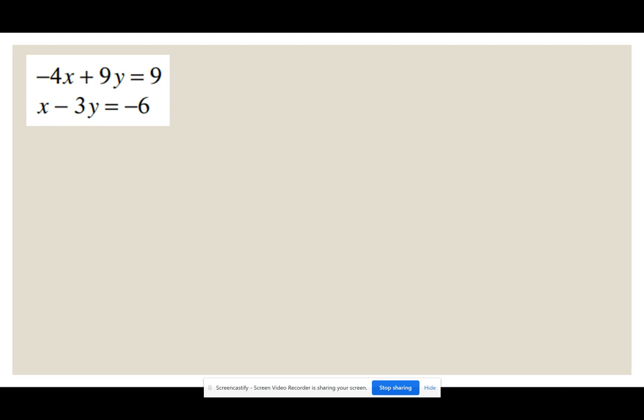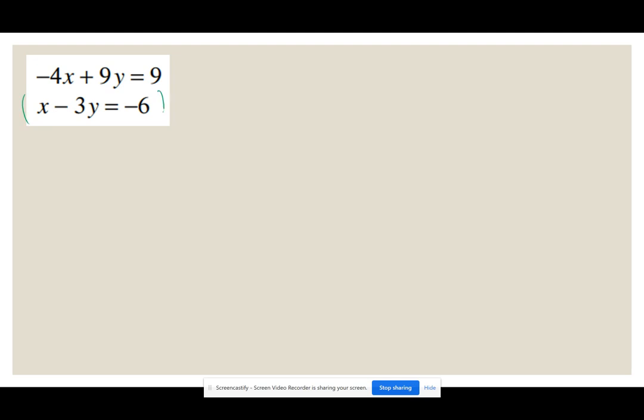So I want to cancel out one of the variables. It does not matter if I cancel out the x or the y. So if I want to cancel out my x value, I would have to multiply all the terms by 4. If I want to cancel out my y, I would have to multiply by 3 because I want to equal one of the other terms. So let's just say I want to get rid of the x.